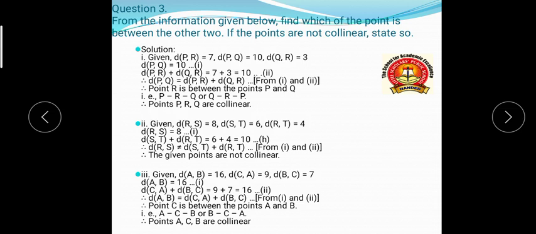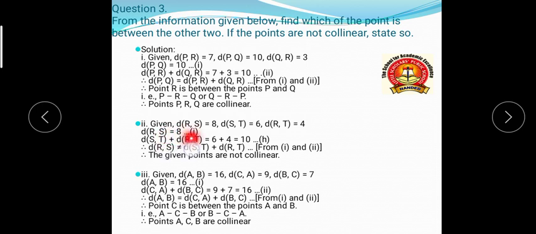And how to show collinear? Now see, distance of PR plus distance of QR is equal to 7 plus 3, which is equal to 10, and therefore this first and second equations are equal, and therefore distance of PQ is equal to distance of PR plus distance of QR. It means that R is the point in between P and Q, or Q and P, and therefore P, R, Q are collinear.